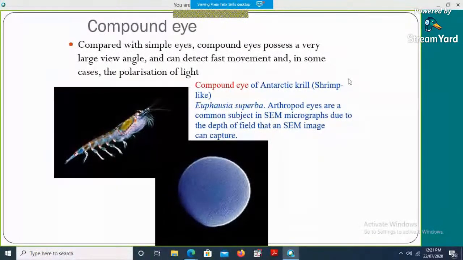Now if you mimic this, this particular creature is able to view wide angles. It can view almost 360 degrees, and it can even detect formics as a material. You can create sensors which can detect wide angles in 360 degrees. So with this, I will stop on the application of scanning electron microscope.